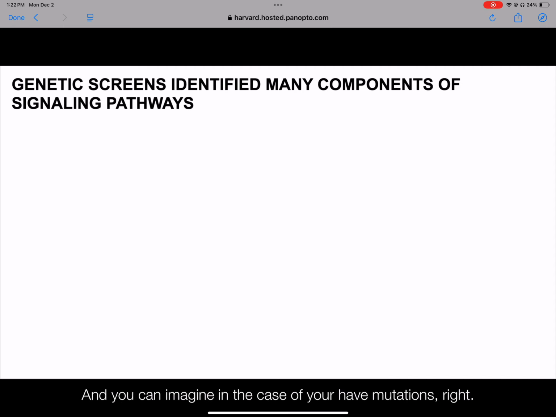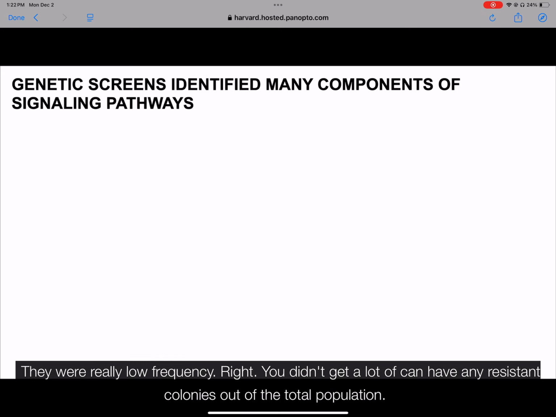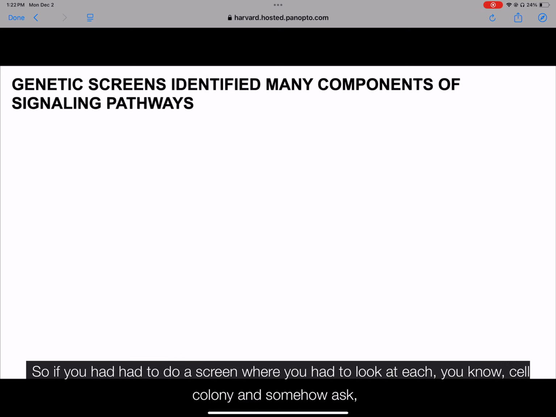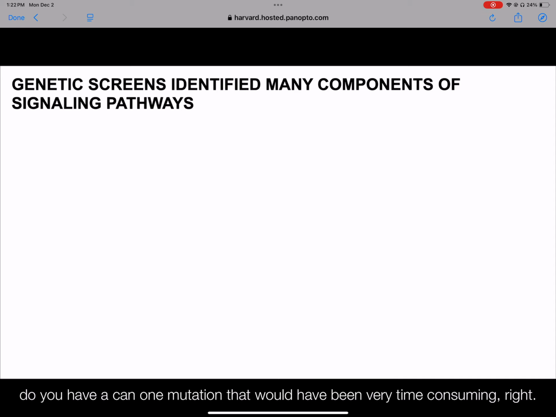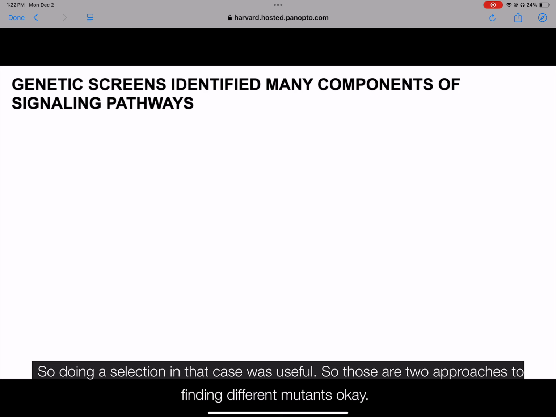And you can imagine in the case of your canavanine mutations, they were really low frequency. You didn't get a lot of canavanine-resistant colonies out of the total population. So if you had to do a screen where you had to look at each cell colony and somehow ask, do you have a CAN1 mutation? That would have been very time-consuming. So doing a selection in that case was useful. So those are 2 approaches to finding different mutants.